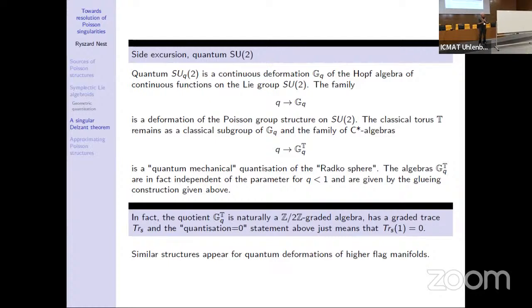So you get this one deformation. Quantization, as it happens, all these spheres are independent of the parameter. Okay, and if you look at these algebras, they are much more interesting than just this is quantum SU(2).